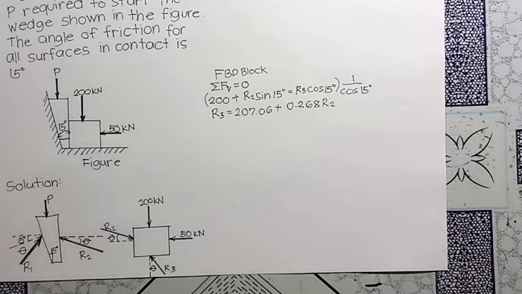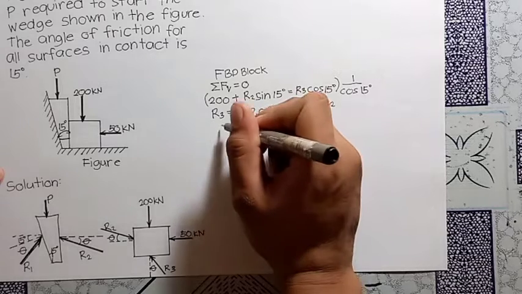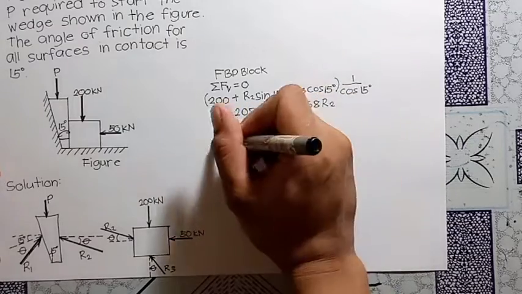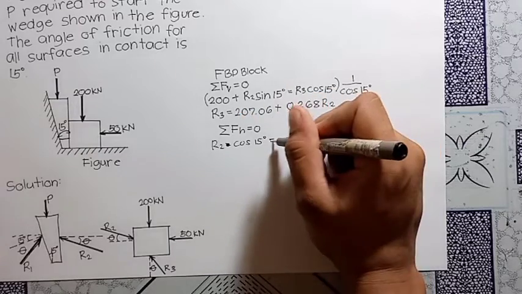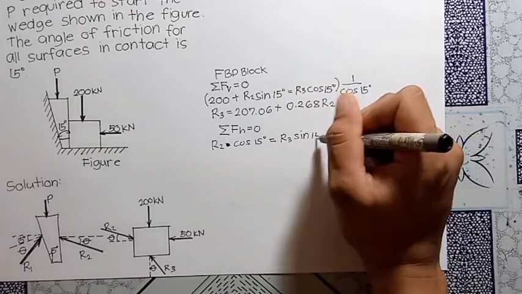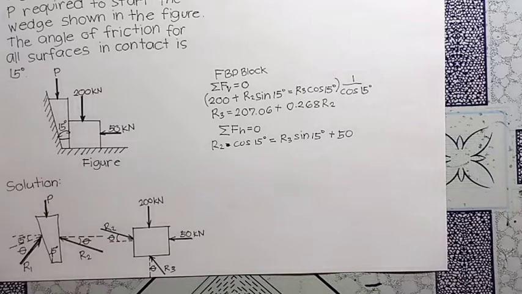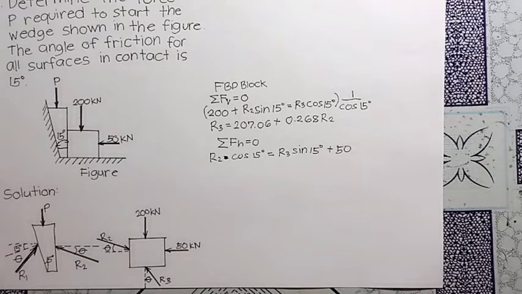Here we can see R3 is equal to 207.06 plus 0.268 R2. Next is the summation of the horizontal forces equals 0. From the FBD of the block, we can see that the horizontal forces are R2 cosine of theta equals 50 kilonewton plus R3 sine of theta. Next we will substitute the above equation into the below equation.